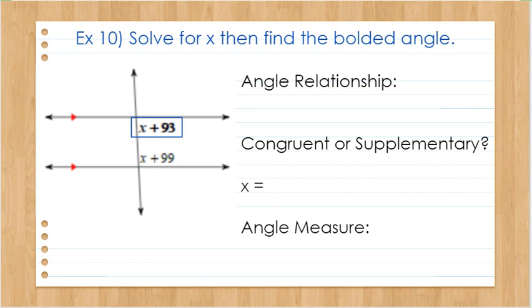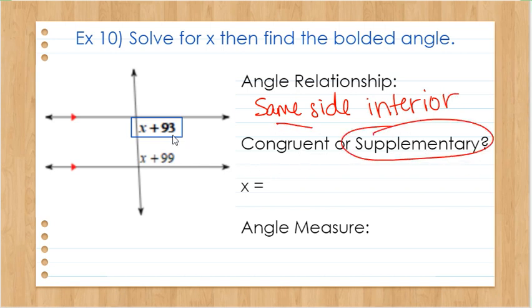All right, so let's start first with what relationship do we have here? Let's break it down. They're both on the inside of these parallel lines, and they're both on the same side of the transversal, okay? So these would be same side interior. And we know that same side interior angles are supplementary. So they both are going to add up to 180.